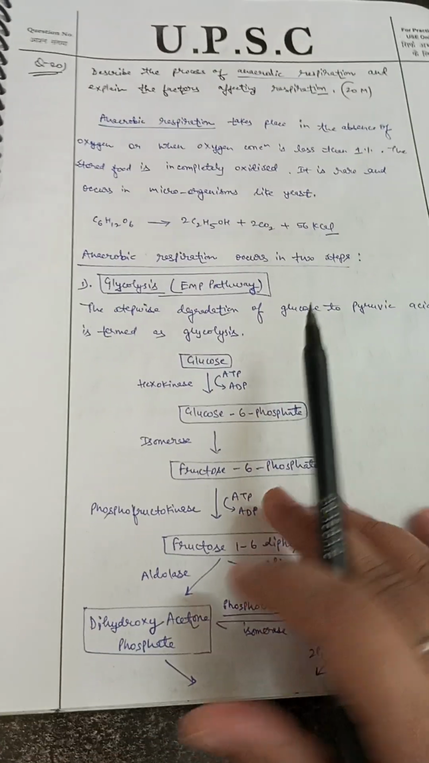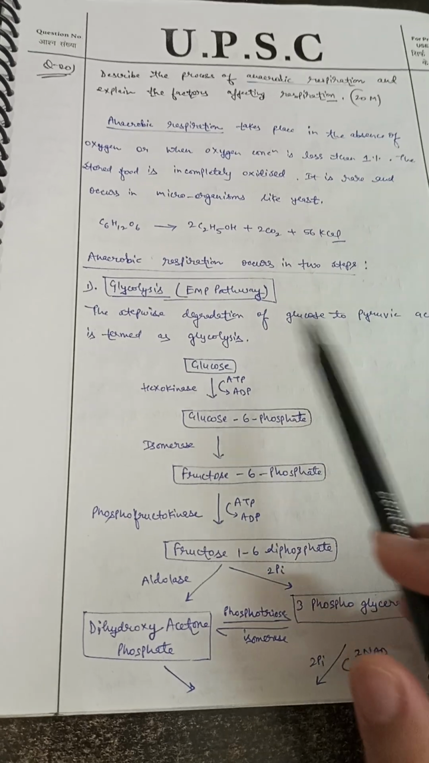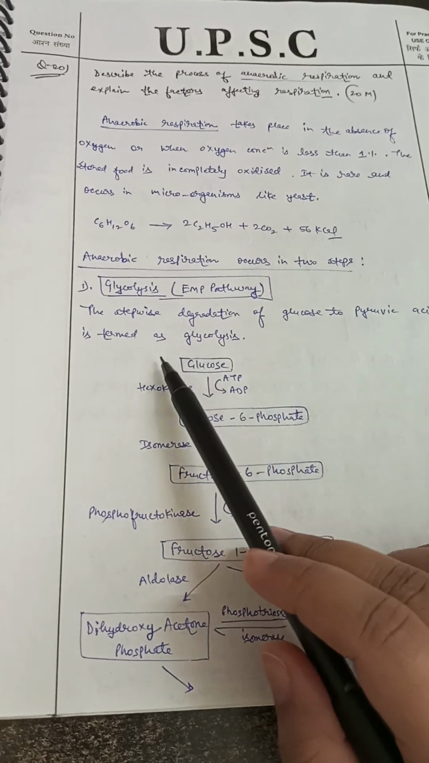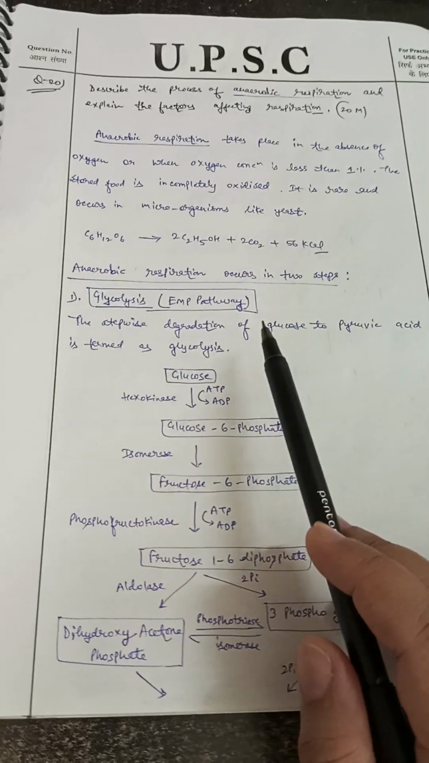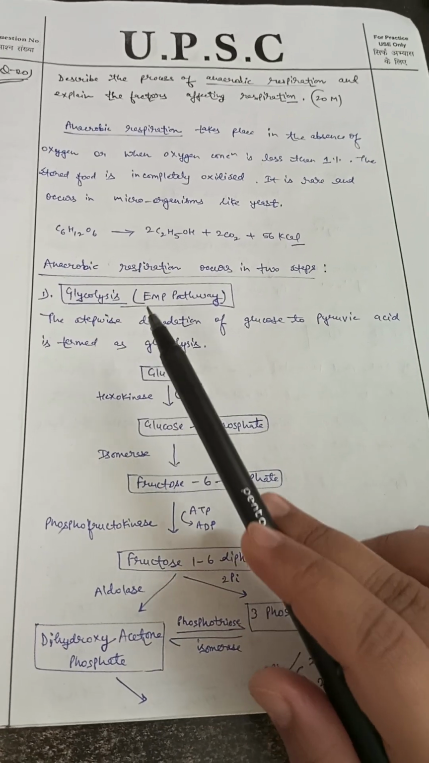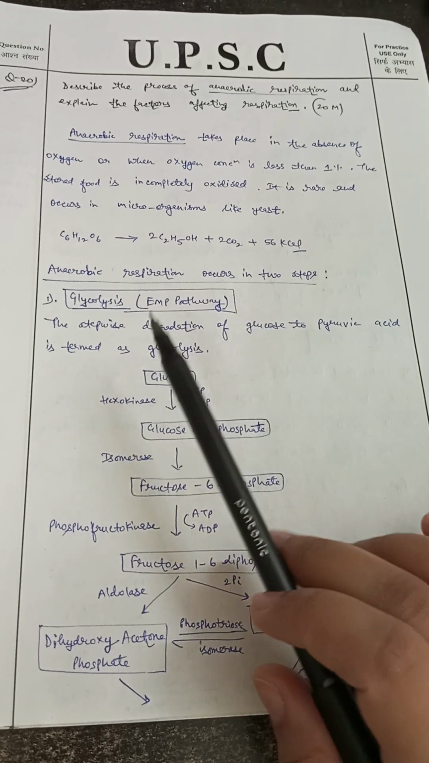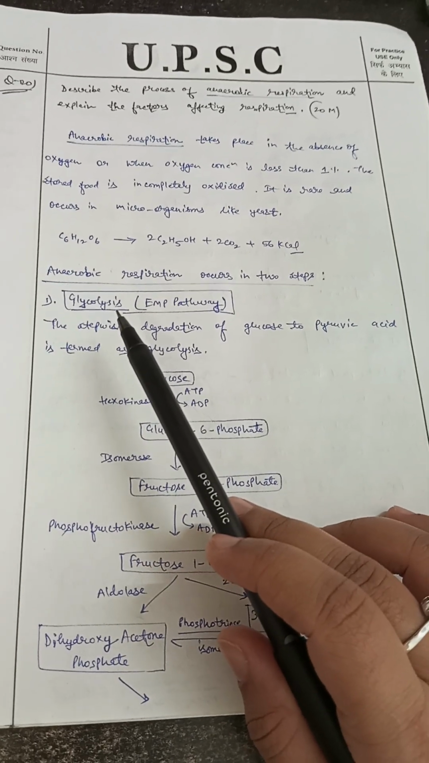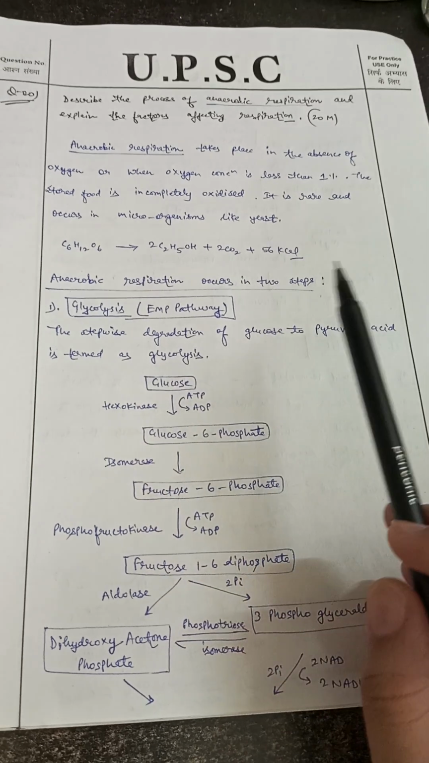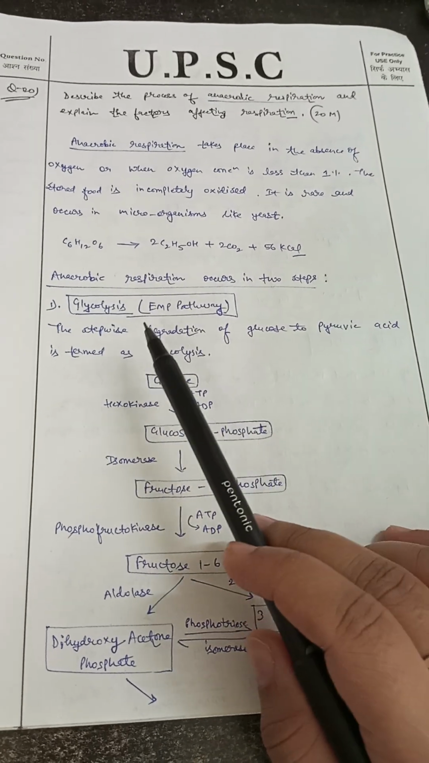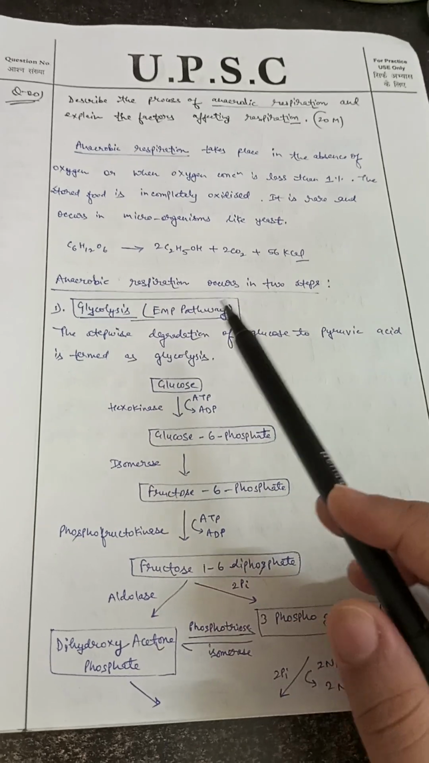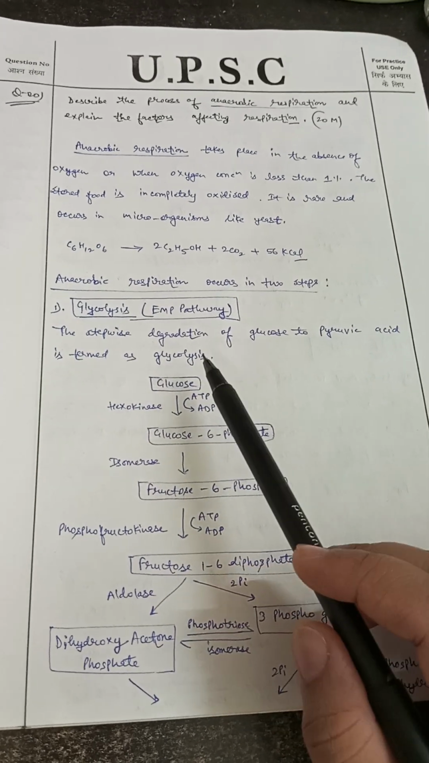Now anaerobic respiration occurs in two steps. Number one is glycolysis, also called the EMP pathway, and second is fermentation. The glycolysis pathway is common to both aerobic and anaerobic respiration. In aerobic respiration, when the glucose molecule is converted to pyruvic acid in glycolysis, it enters into the Krebs cycle, while in anaerobic respiration, after the completion of glycolysis, the pyruvic acid enters into the fermentation step.